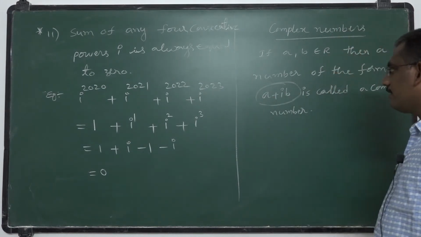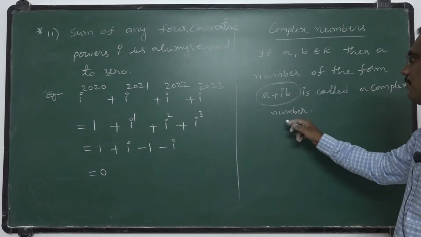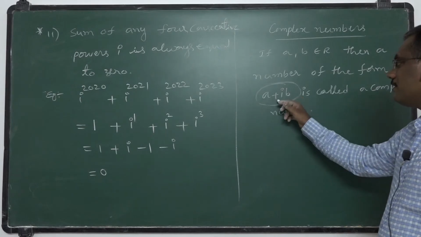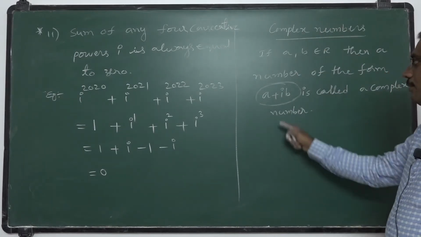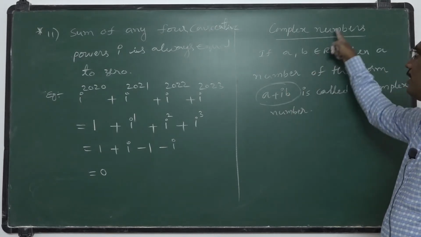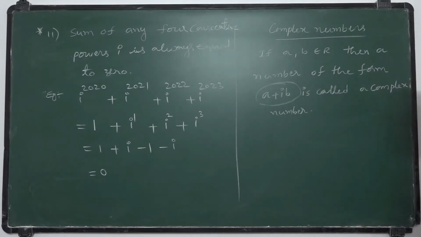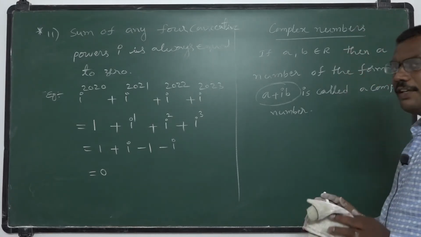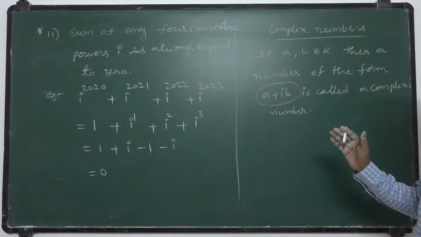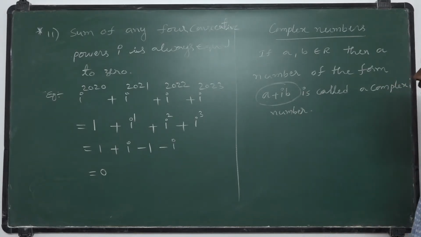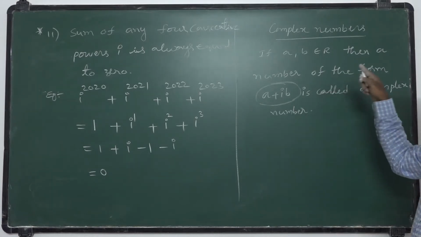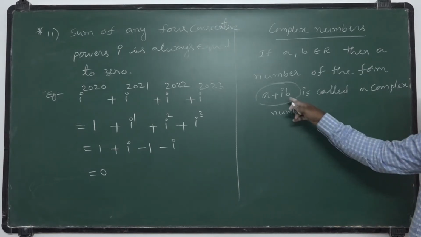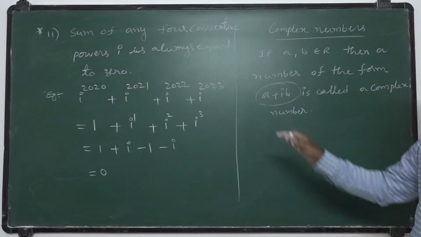So complex numbers are in the form of a plus ib. This is the combination of real numbers and imaginary numbers. The combination of real and imaginary numbers is called a complex number. So we can express every real number in the form of a plus ib. Therefore, all the real numbers are called complex numbers. But the converse need not be true, because a complex number may or may not be a real number.